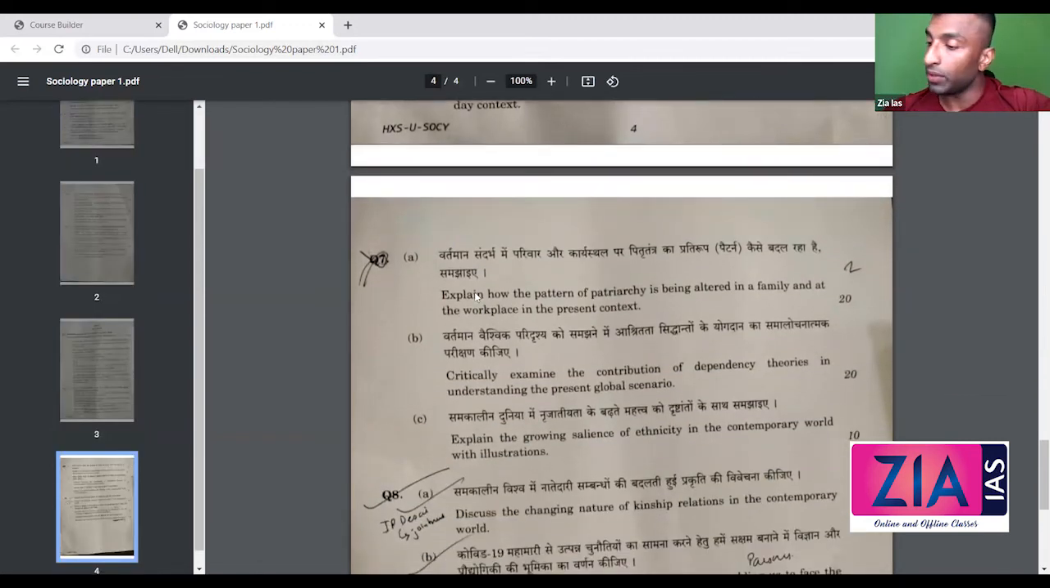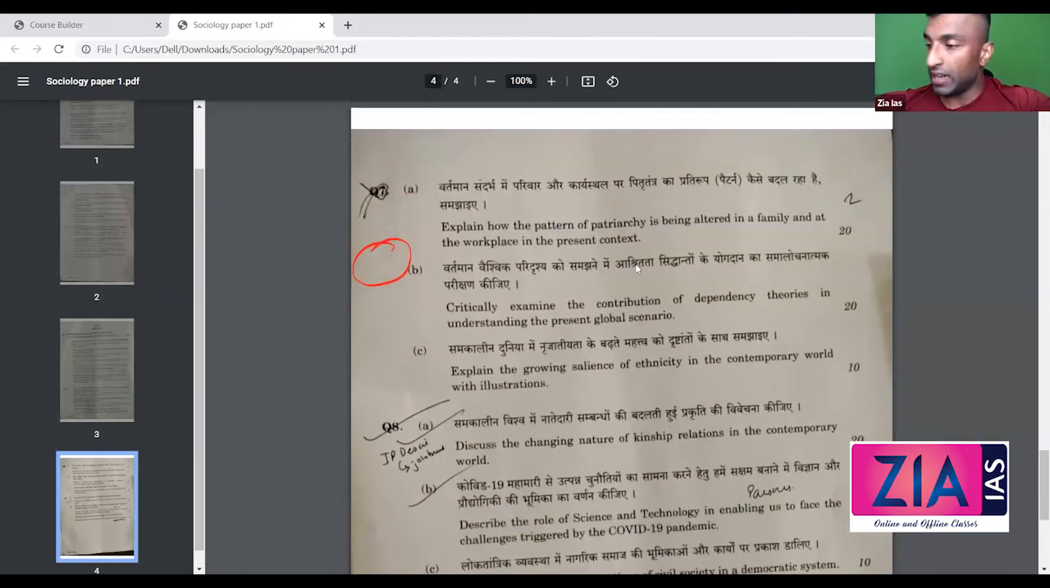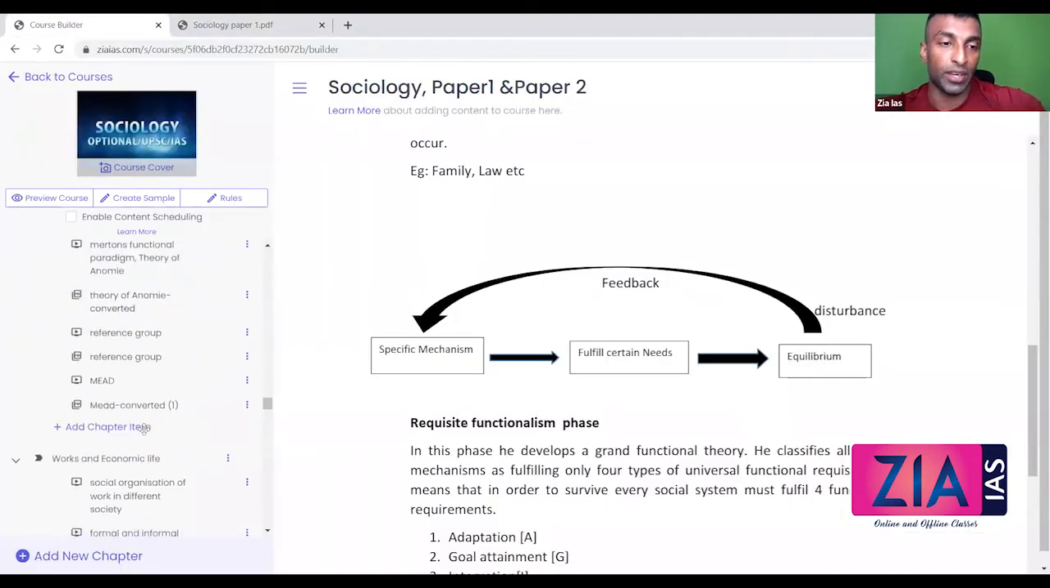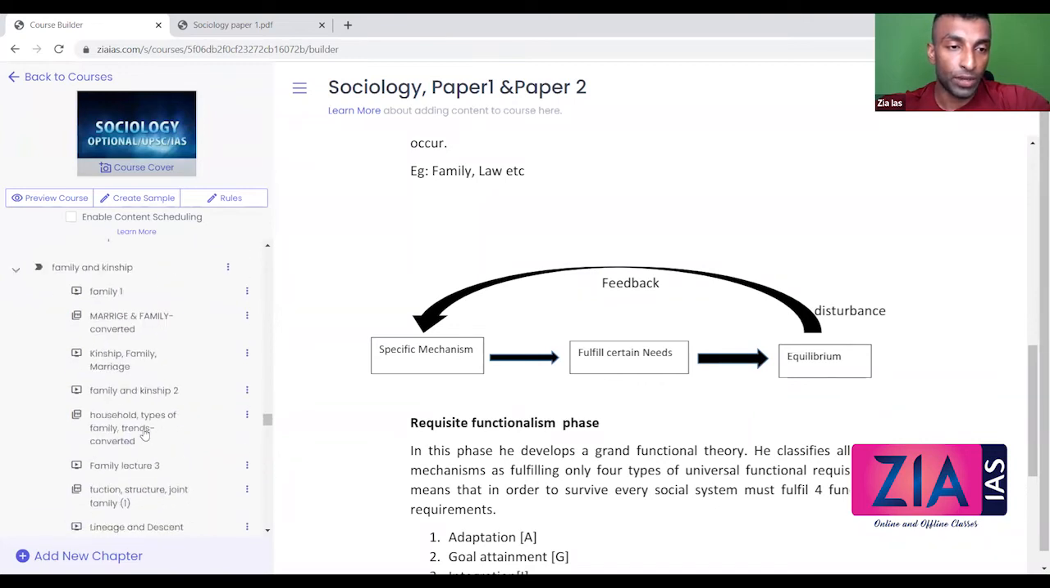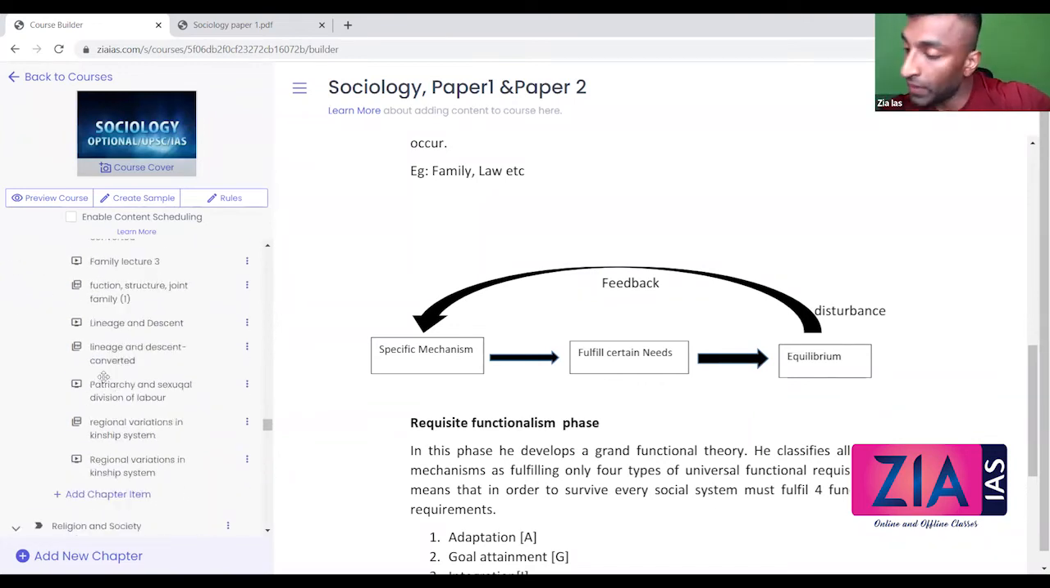Okay, now we are going to look into this one, right? This is what we are going to answer. Explain the pattern of patriarchy, and how patriarchy is being altered in a family and at the workplace in the present society. So guys, it has been discussed already. Here you can see this one, patriarchy and sexual division of labor.